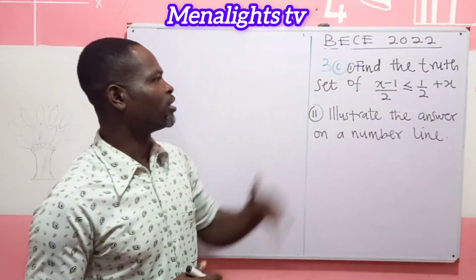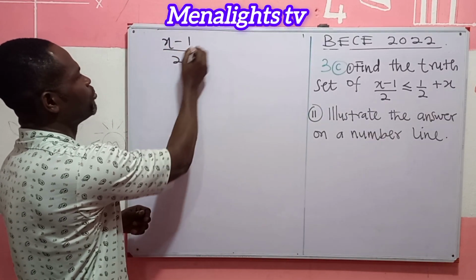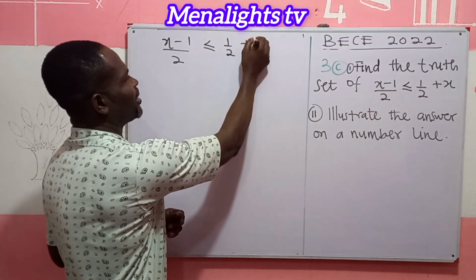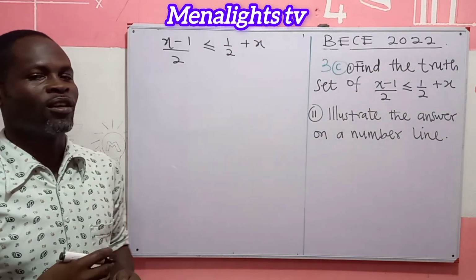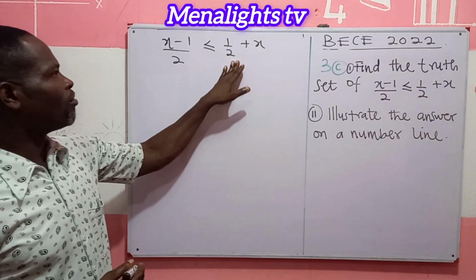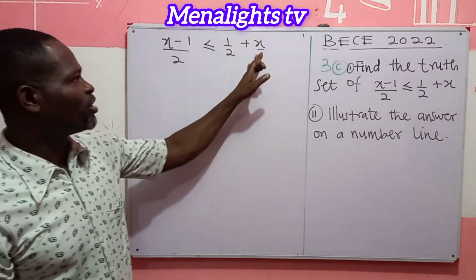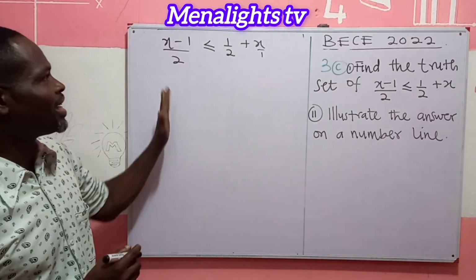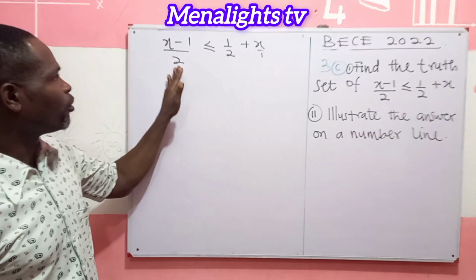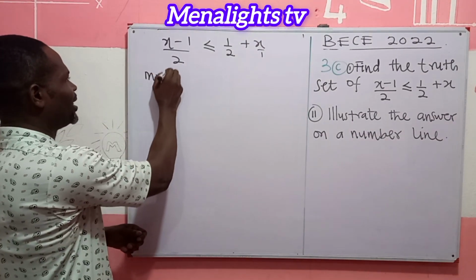Number 3c, find the truth set of (x minus 1) all over 2 less than or equal to 1/2 plus x. So we have to find the truth set of this relation. Now when you look at this, it is over 2, and this is over 1, since there's no denominator there, that means it's over 1. So first of all, we find the LCM of 2, 2, and 1. The LCM of 2, 2, and 1 is 2. So all we have to do is multiply.